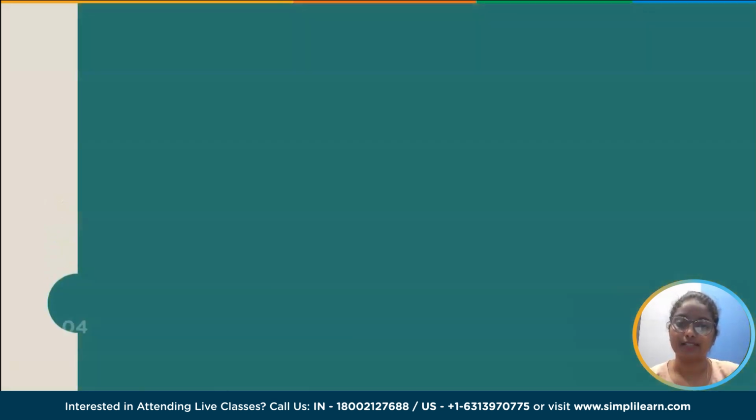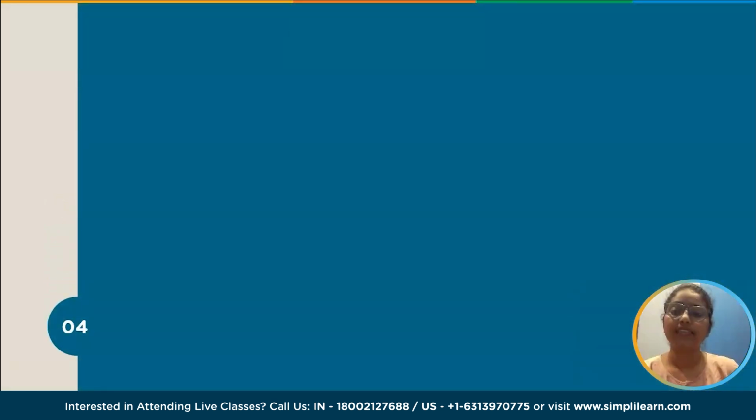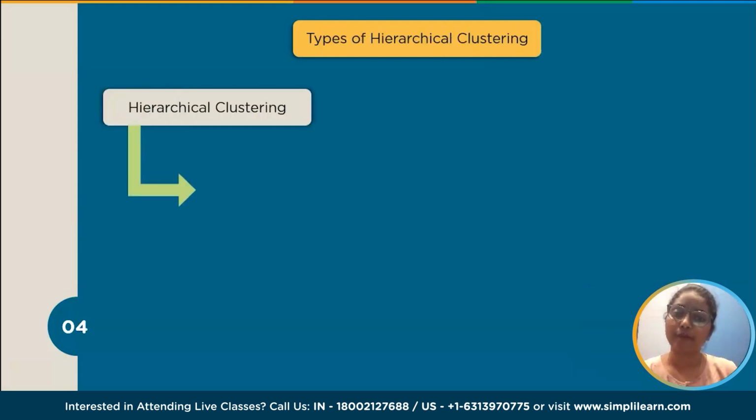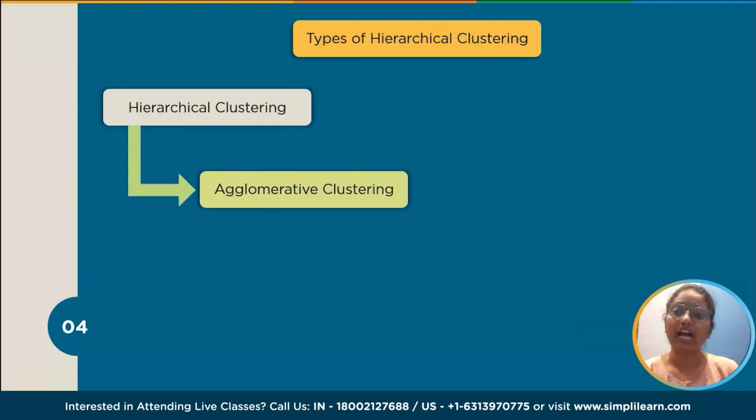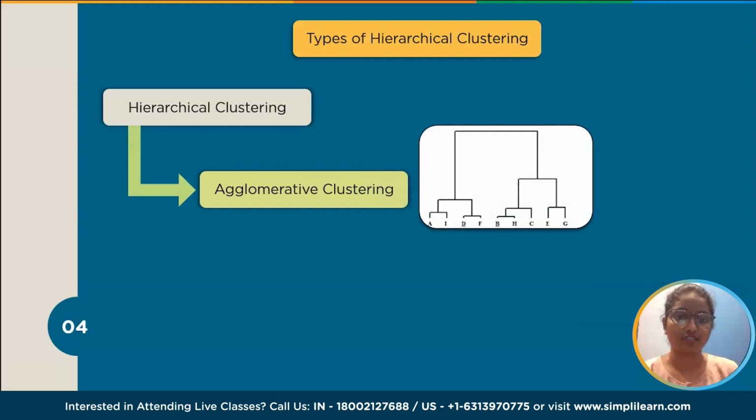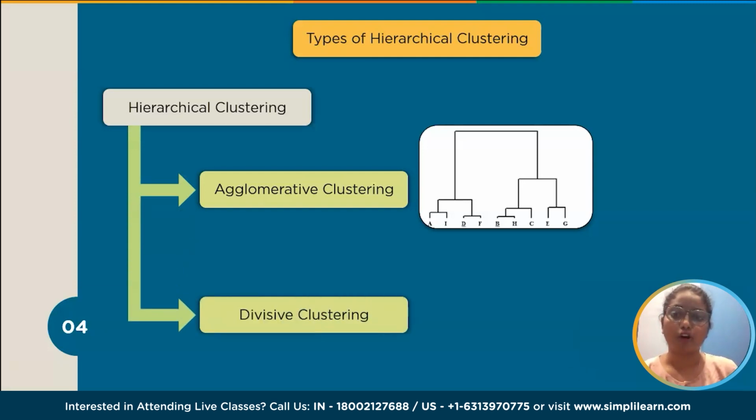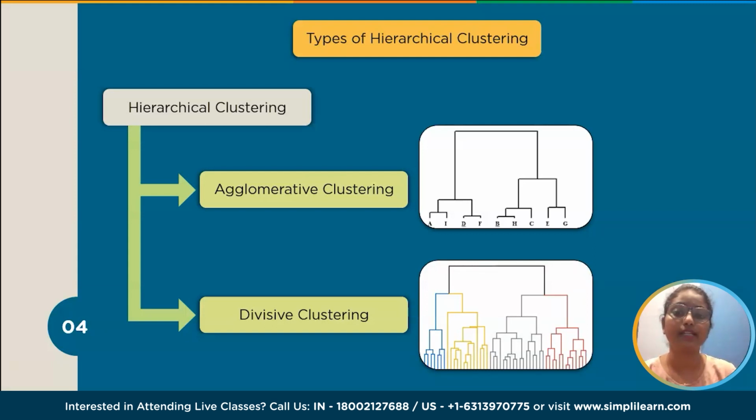Now it's time to understand the types of hierarchical clustering. There are two types of hierarchical clustering: agglomerative and divisive. Agglomerative clustering is a clustering where each object starts as its own cluster and is progressively merged with its nearest neighbor until all objects are in a single cluster. In divisive clustering, all the objects start in a single cluster and are progressively split into similar clusters until each object is in its own cluster.